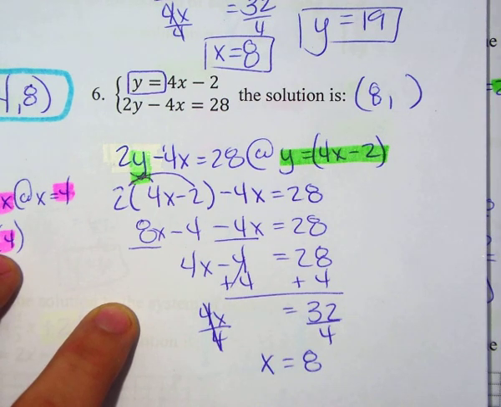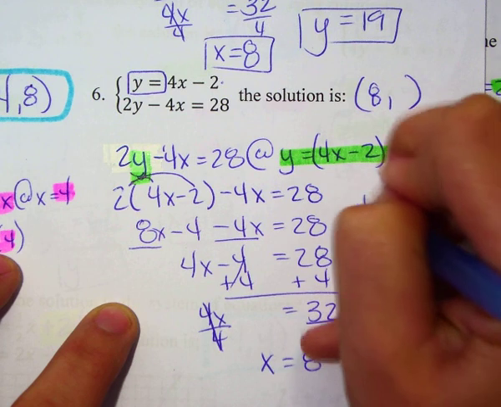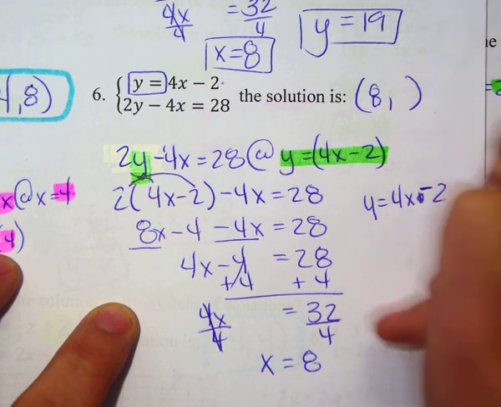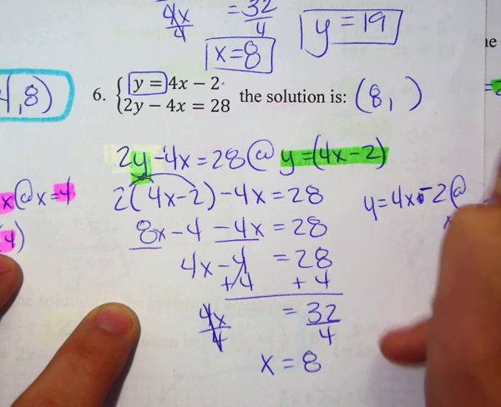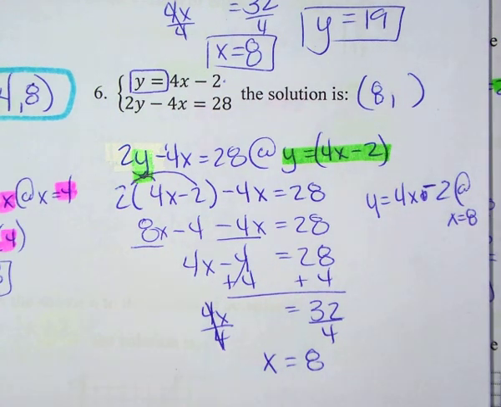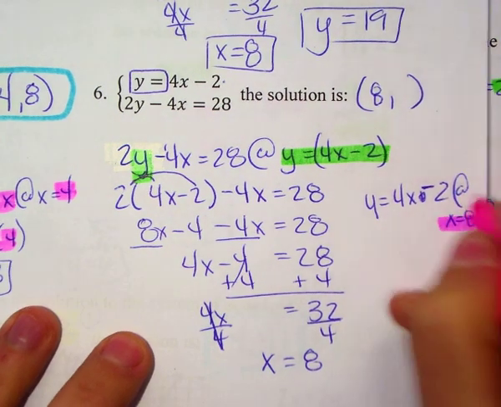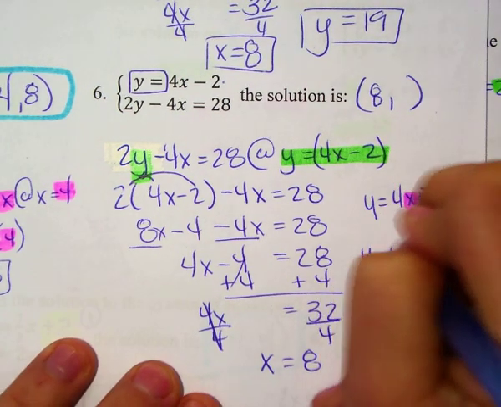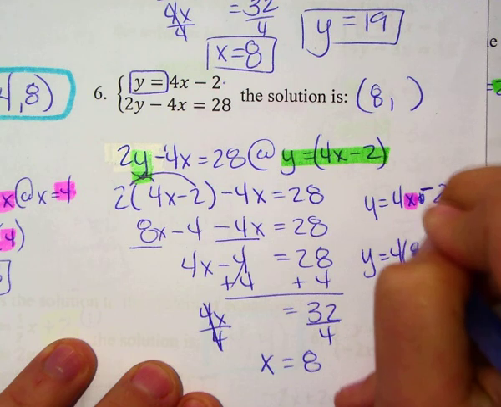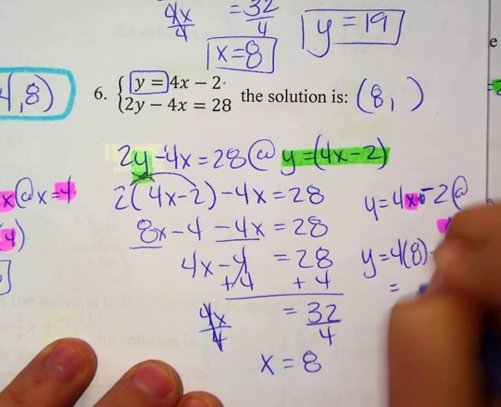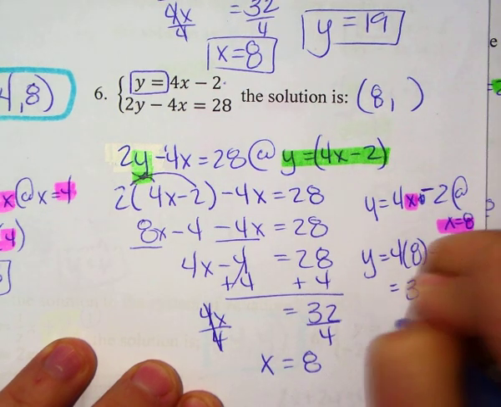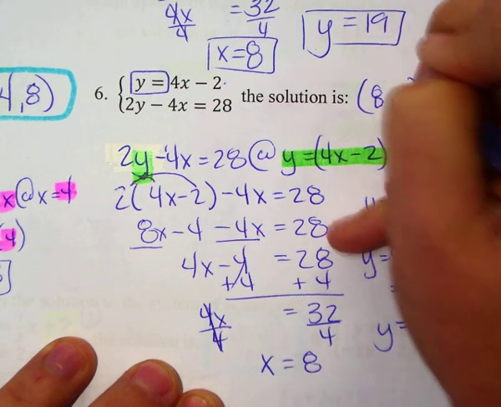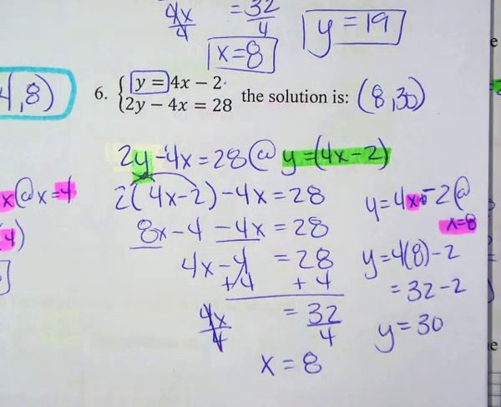Now I'm going to take x equals 8 and substitute into the first equation in order to solve for the last variable. So x equals 8. Everywhere I see an x, I will substitute an 8. 4 times 8 is 32. 32 minus 2 is 30. The solution is (8, 30).